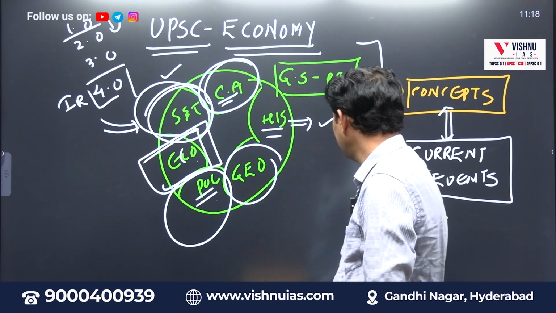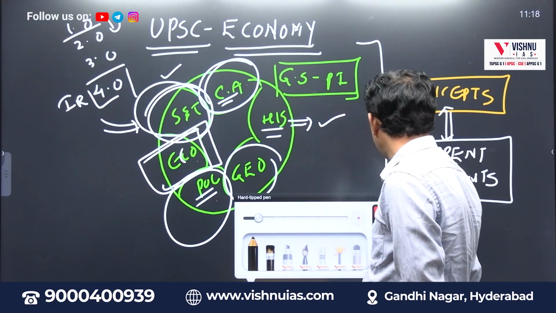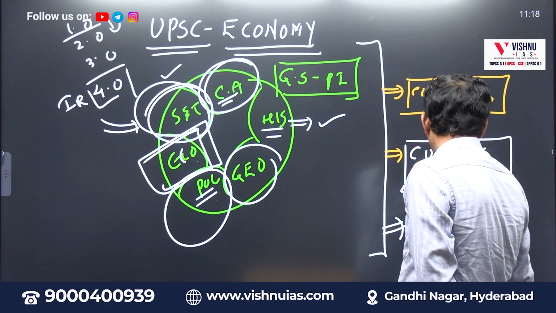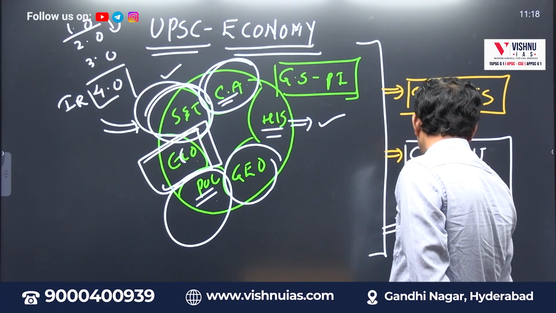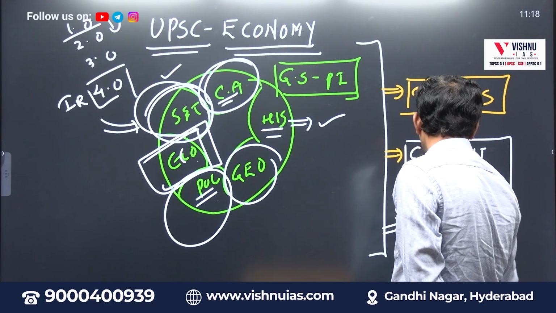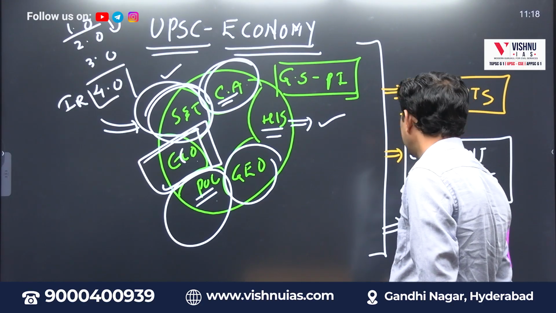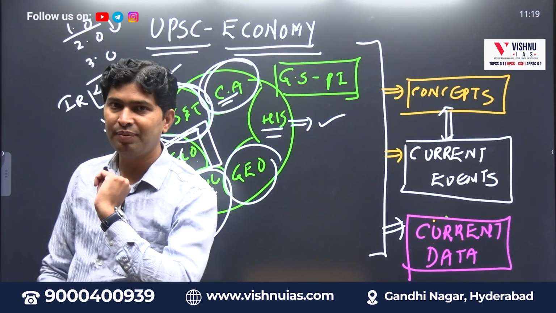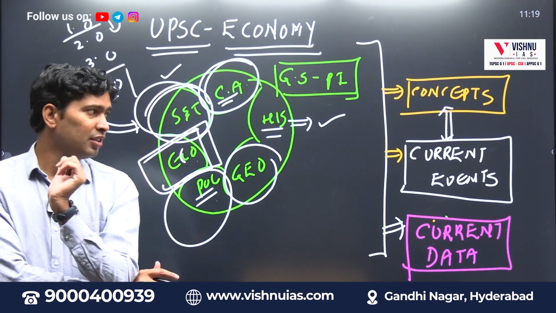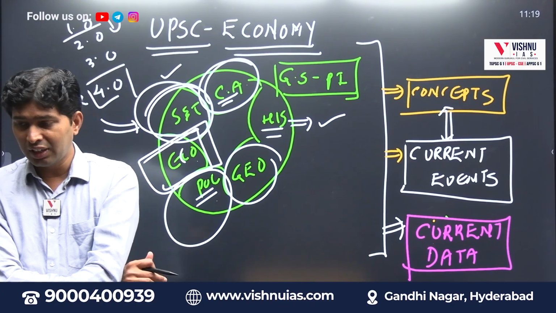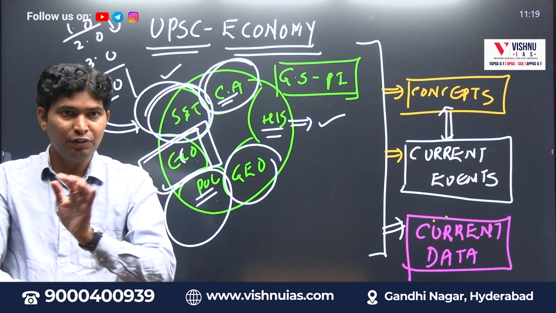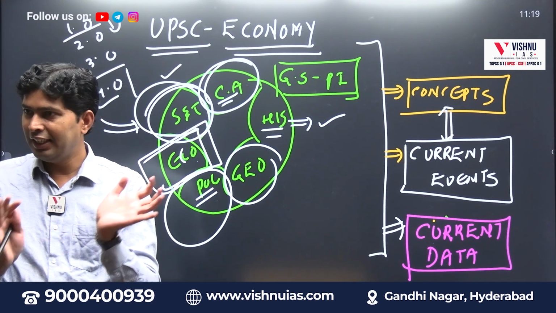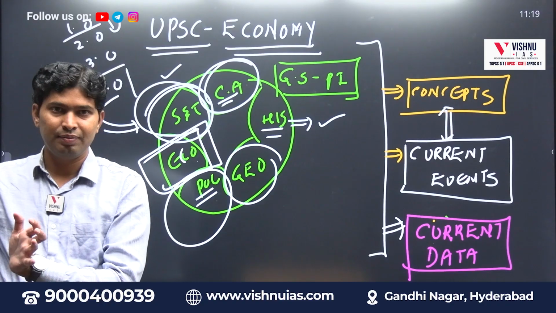Third, which they're probably expecting from you, is any current data from an exam perspective, which is officially given in government documents. We call it the budget, economic survey, periodic labour force survey, NSO estimations, statistical handbook given by Niti Aayog. Means officially the government is coming and telling that in the last one year, these are the current numbers.